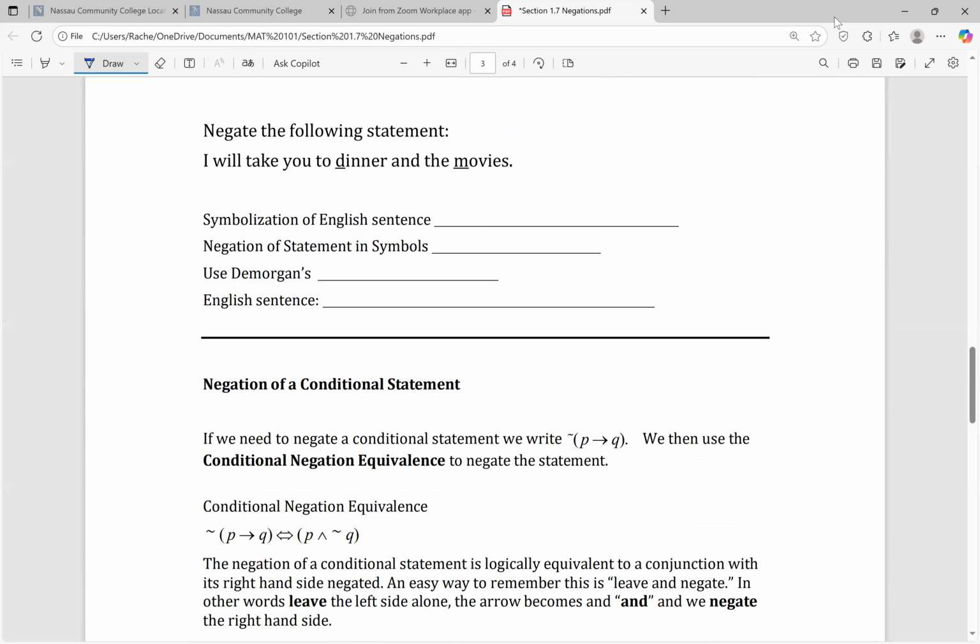So let's practice one in words. Negate the following statement: I will take you to dinner and the movies. So let's symbolize first. So this is a conjunction, right? So I will take you to dinner is D, and I will take you to the movies, which is M. So D and M. Now we want to negate that statement. So the negation of D and M. If we use De Morgan's now, because that's how we negate a conjunction, this will be not D or not M.